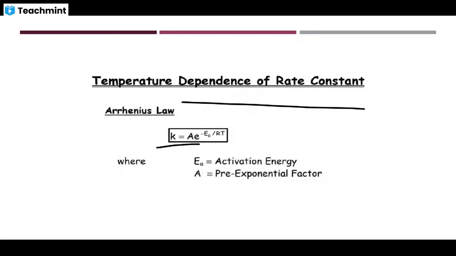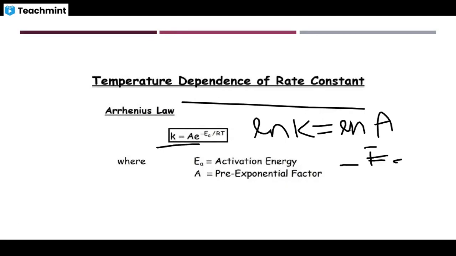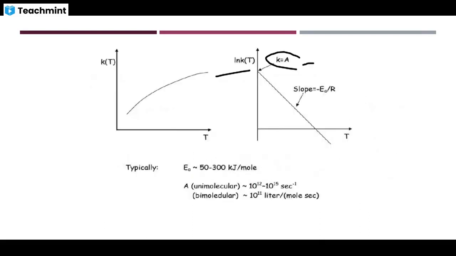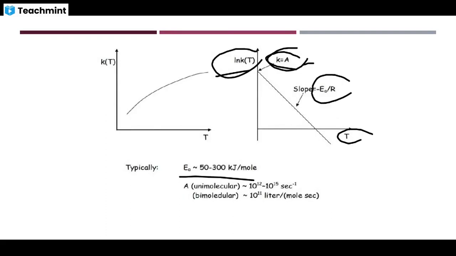So ln k equals ln A minus Ea by RT. Then this is y, this is c. The m, with respect to temperature, means the slope, is minus Ea by R. Okay, y is equal to mx plus c. Now you see this is y, this is x, this is m, minus Ea by R, and this is c. Same formula.